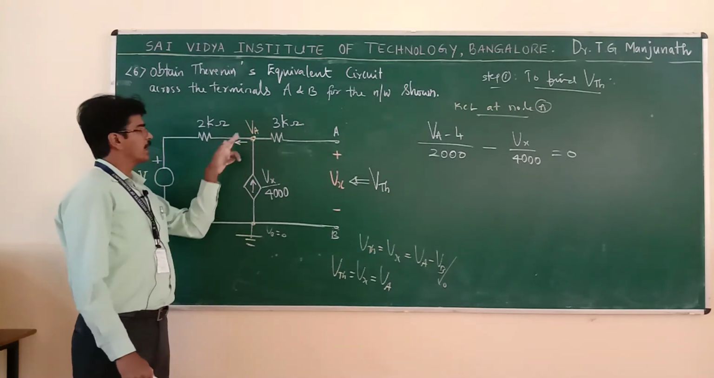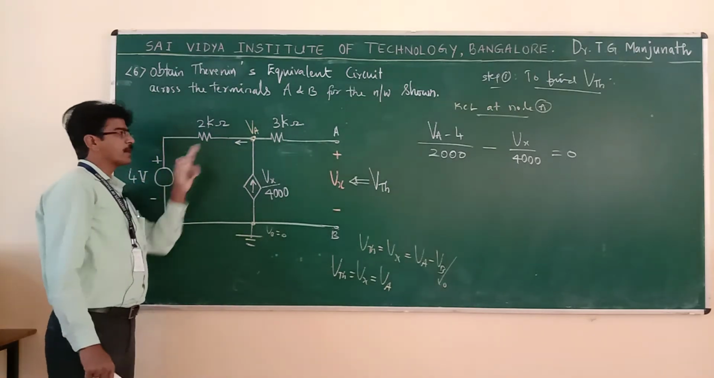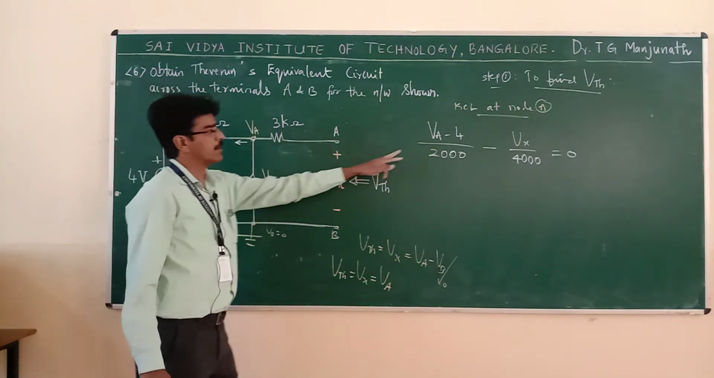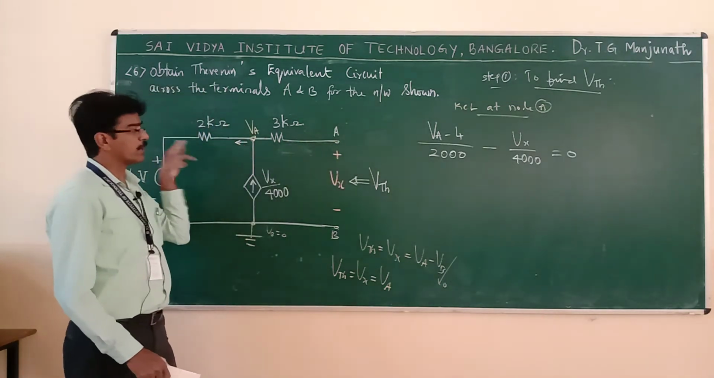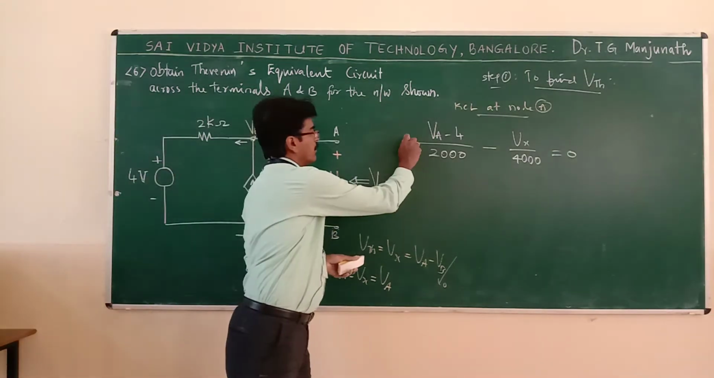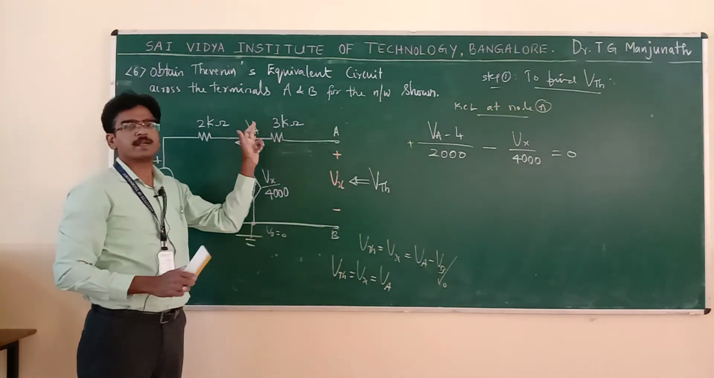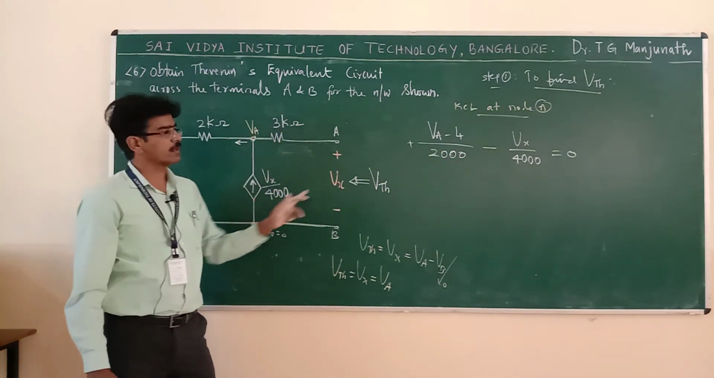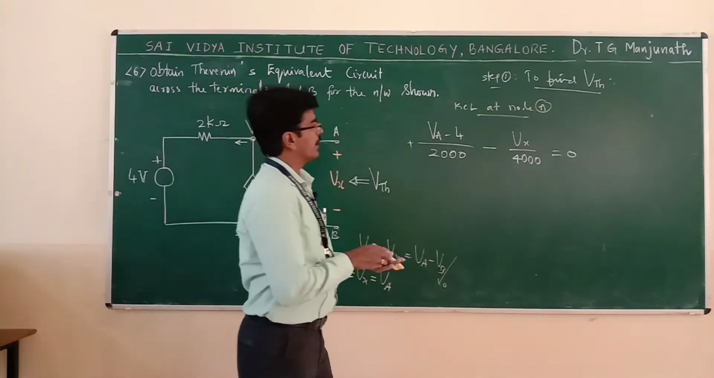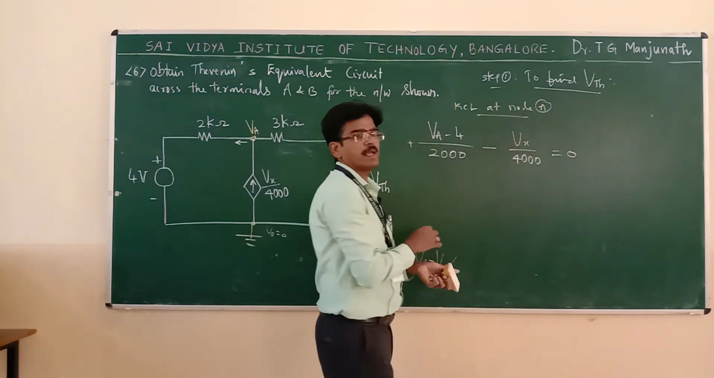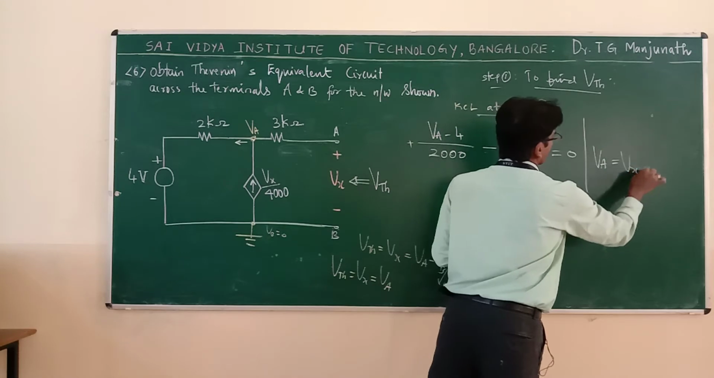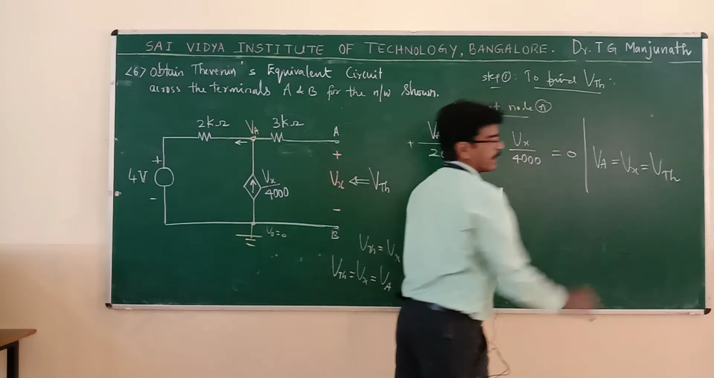What is the current here? Va minus 4, potential difference divided by resistance, gives the current. This current is positive. Why is it positive? Because it is an outgoing current, and you are assuming outgoing current positive. Incoming current is negative. What is that current? Vx by 4000. This is the equation. Now you know Va is equal to Vx is equal to V Thevenin. Correct?